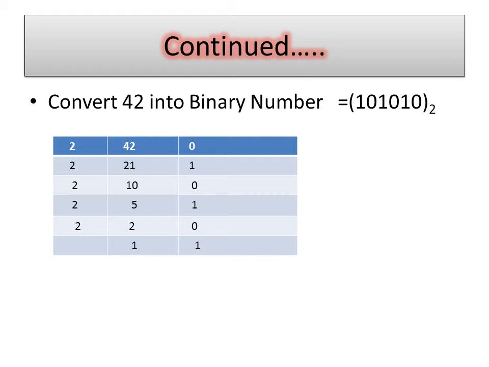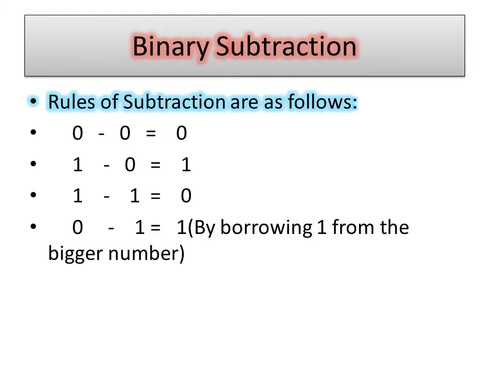Now, in order to write the binary equivalent of 42, again we begin with the bottom remainder and move from left to right. So 1, 0, 1, 0, 1, 0 is the answer, or the binary equivalent of the decimal number 42. So let us move further. This is how we can convert any decimal number into a binary number by following the same approach. Now let's move further, that is binary subtraction.